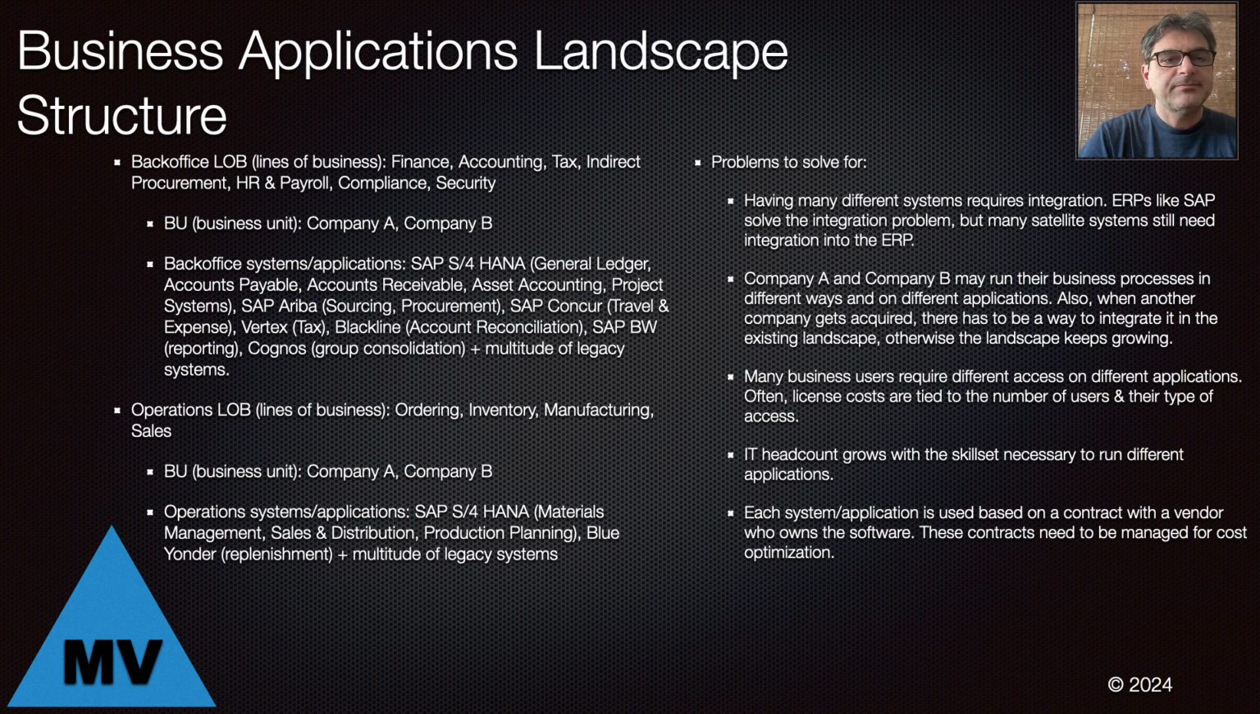The back office can be comprised of business units. For example, you have two companies, Company A and Company B, and both companies are part of the same group. And so in an ideal environment, they would have common departments for the back office, such as finance, tax, indirect procurement, and so on.